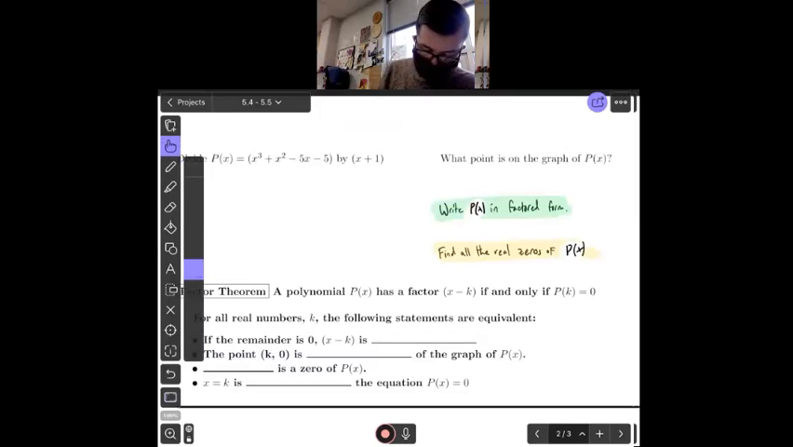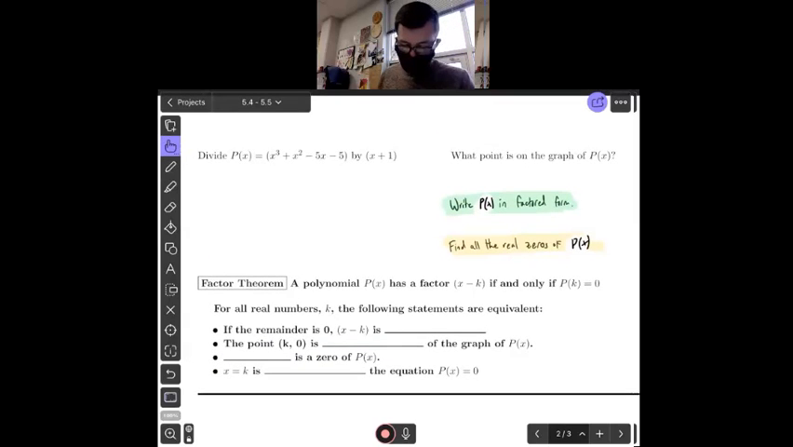So we are going to divide p of x by x plus 1. We're going to figure out what point is on the graph of p of x, then write p of x out in factored form, and then find all the zeros for p of x. We're going to use synthetic division to do this.